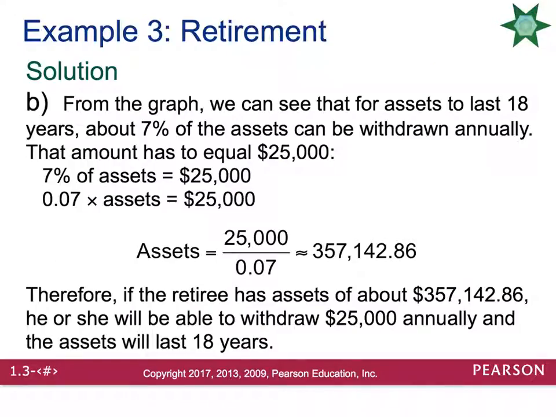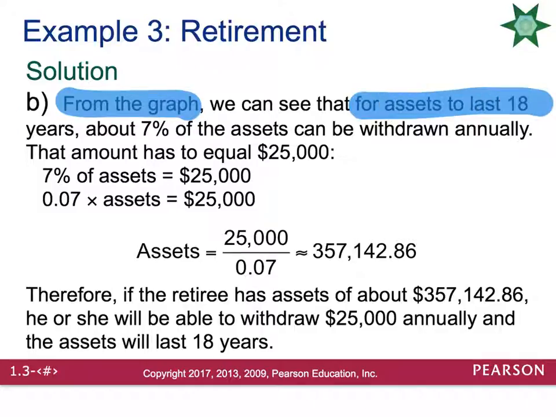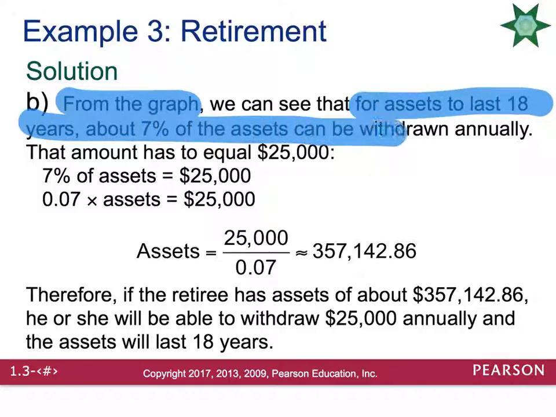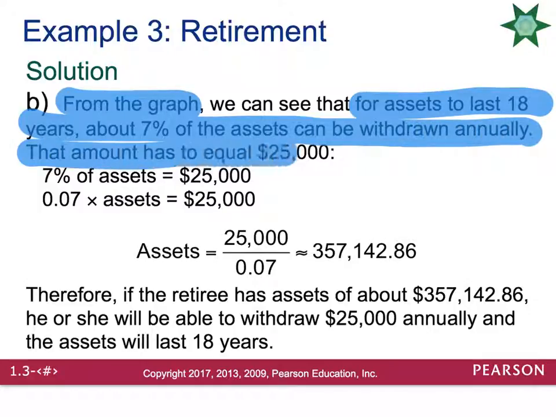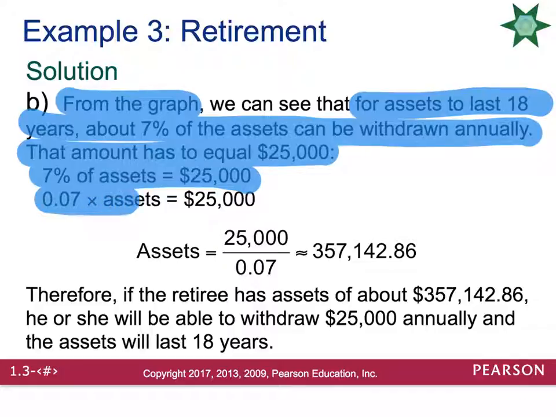Okay, so from the graph, for assets to last 18 years, about 7% of the assets can be withdrawn annually. And that amount has to equal $25,000. This one's a little bit different because we don't know what the assets are, so we're going to say 7% of assets is $25,000. That'll be the amount we can take out every year. So 0.07, again, 7% as a decimal, times assets equals $25,000. And we're trying to solve for assets.